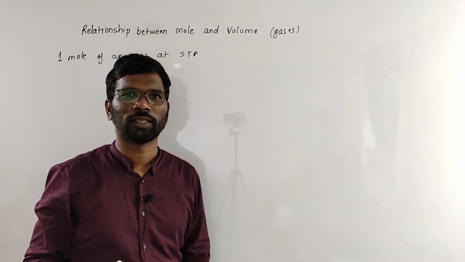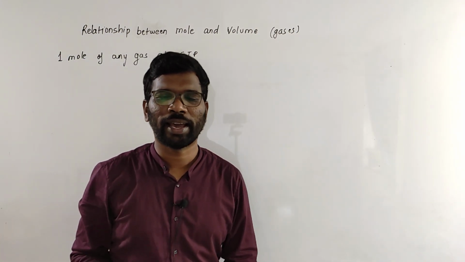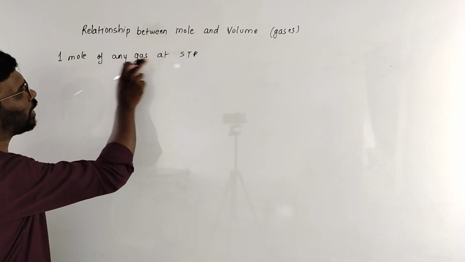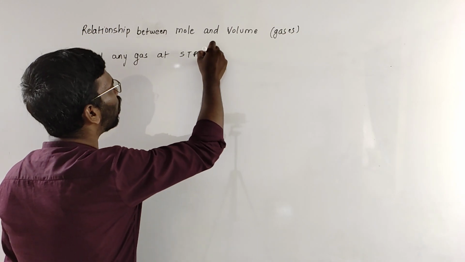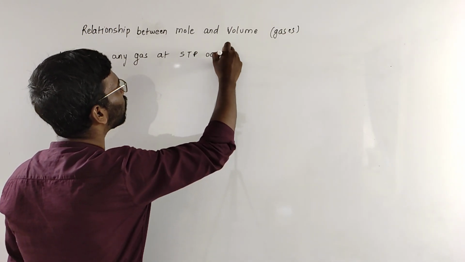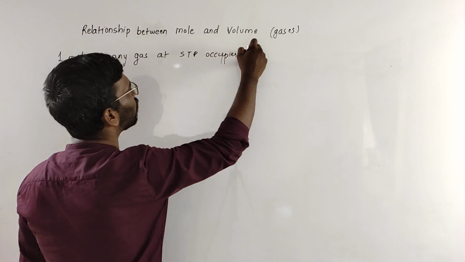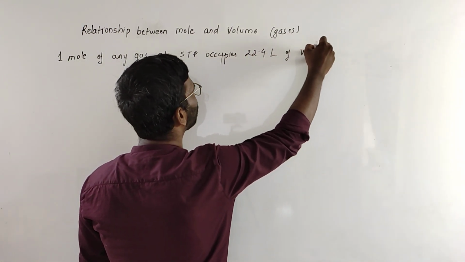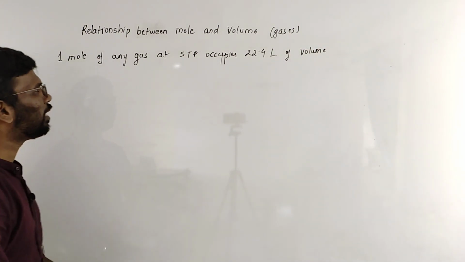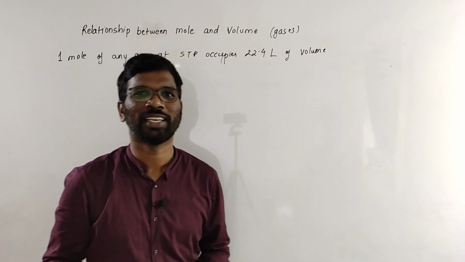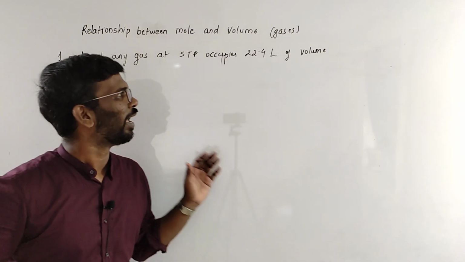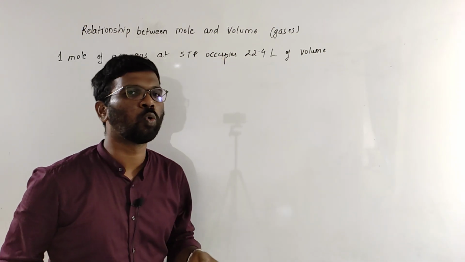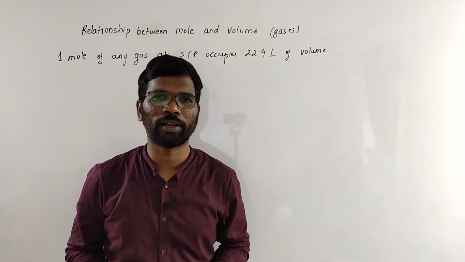That is, temperature is 273 Kelvin and pressure is 1 atmospheric pressure. So 1 mole of any gas at standard conditions of temperature and pressure occupies 22.4 liter of volume. Any gas, irrespective of its molar mass, 1 mole of any gas occupies 22.4 liter of volume.